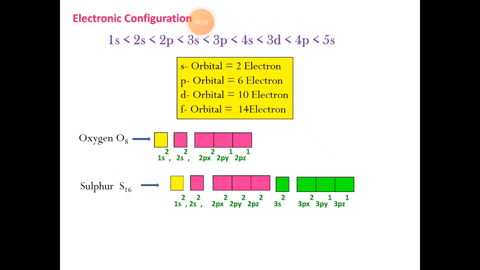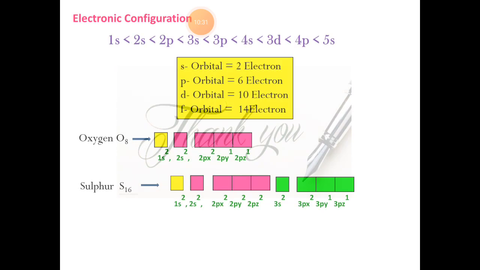Now we will see how this electronic configuration is used. That sequence we will see in the last slide. According to that, we are arranging these orbitals. Here we are taking the example of oxygen. It contains 8 electrons.